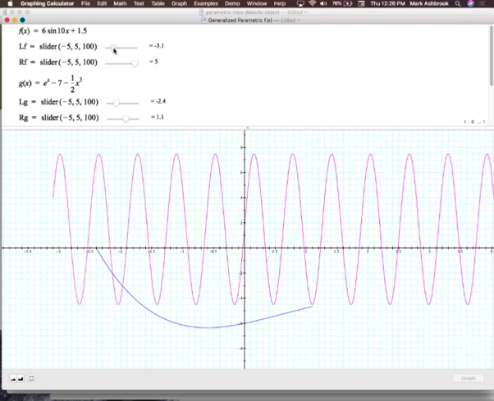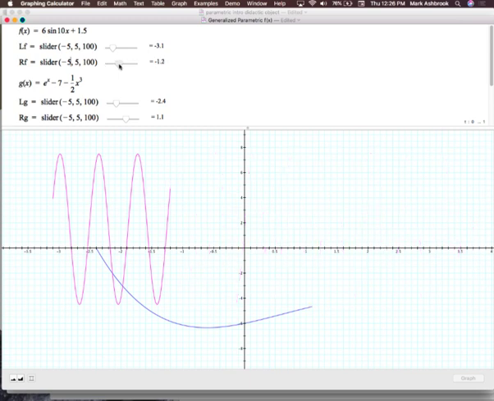So right now I'm starting at negative 3.1. So this is the starting value of x. And then I want the right bound to be negative 1.9. So this is showing function f from negative 3.1 to negative 1.9.